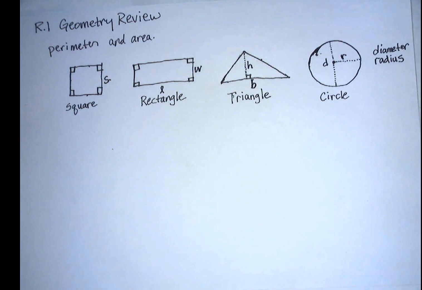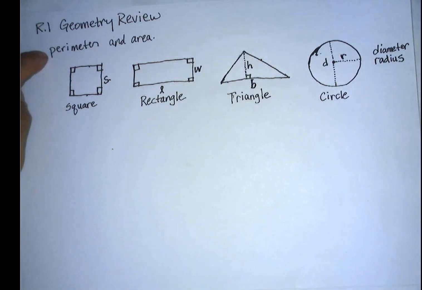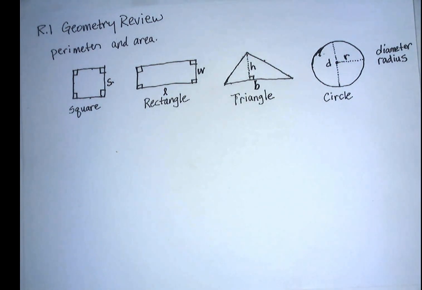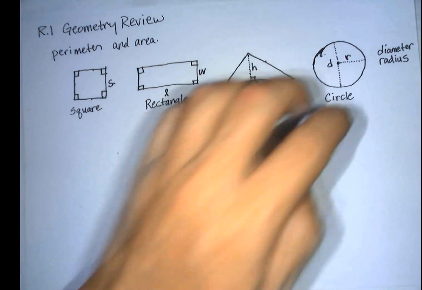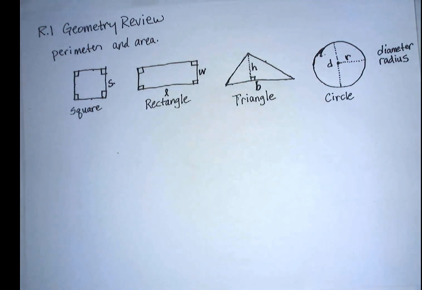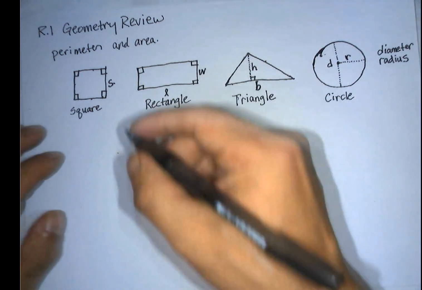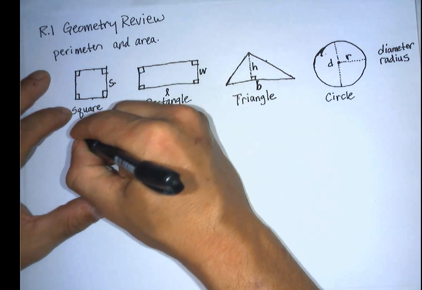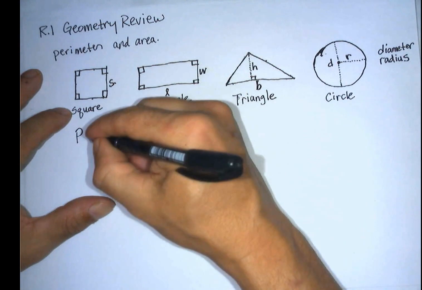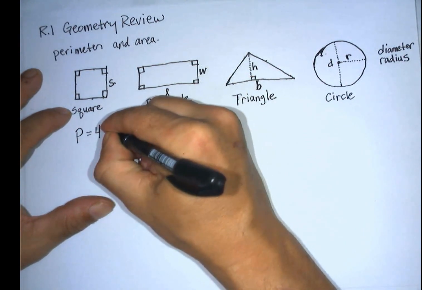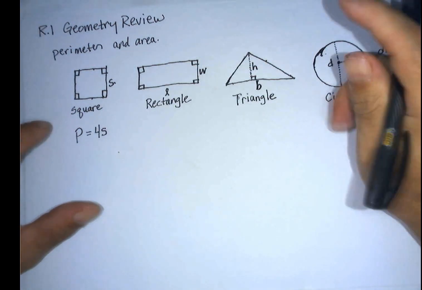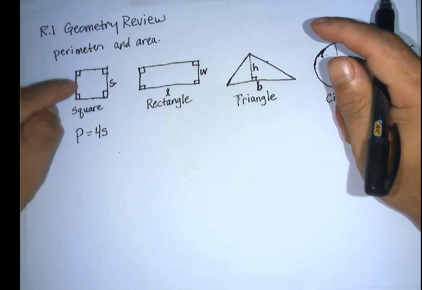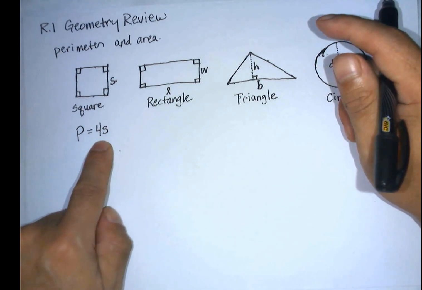Okay. So what we're going to do now is go over the formulas for perimeter and circumference. Circumference of the circle is different. Of a square, rectangle, triangle, and circle. Okay. The perimeter of the square, and we're going to write this as capital P, is simply 4 times the side. Because if you add those up, you have S plus S plus S plus S, and that's 4S.